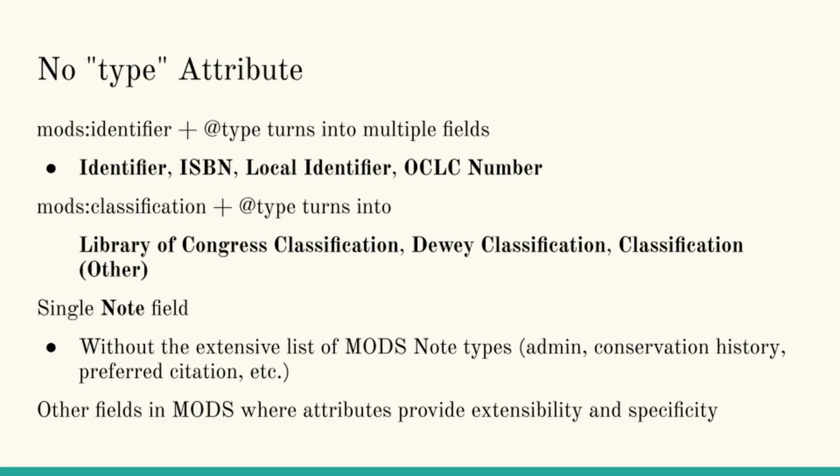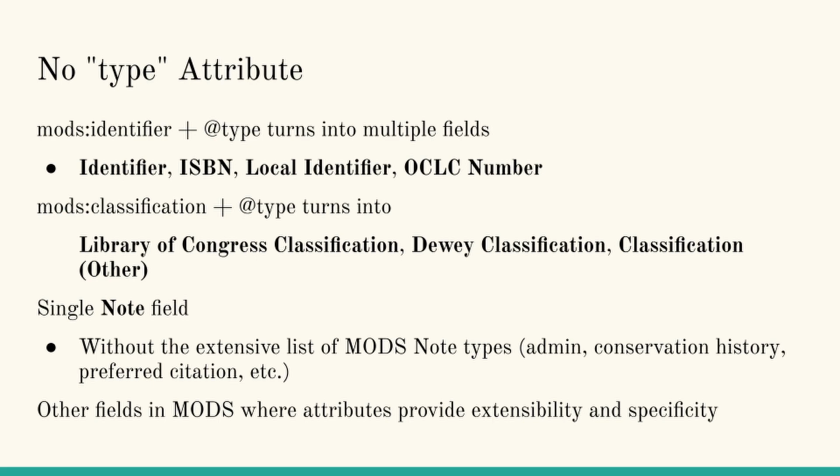One of the other things that's missing that you would have enjoyed in MODS XML is attributes, like the type attribute. And that was what could turn a MODS identifier field into multiple different types of identifiers. And Starter Site has a few: main identifier, ISBN, local identifier, and OCLC number, and then a couple of classification fields, similar to the identifier field, also distinguished by type. Another field, as an example, the note field, which has numerous types based on MODS note types, but the Starter Site has a single notes field.